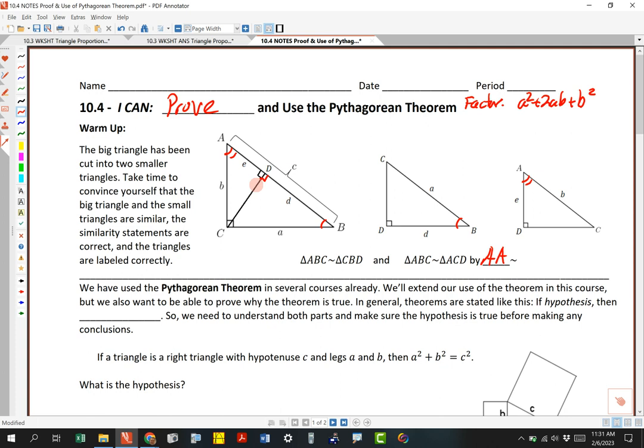Perfect. Can somebody tell us what that factors to? The one on the top. A squared plus 2AB plus B squared. This was one of the last ones that we learned. It comes in unbelievably handy.